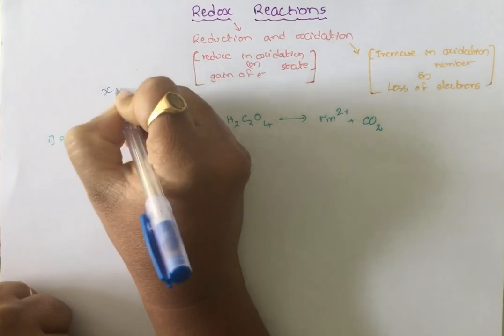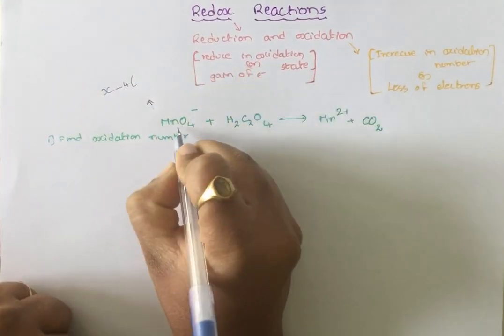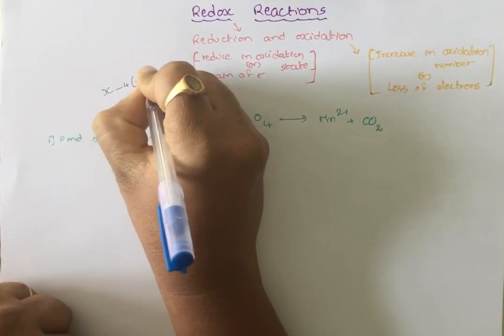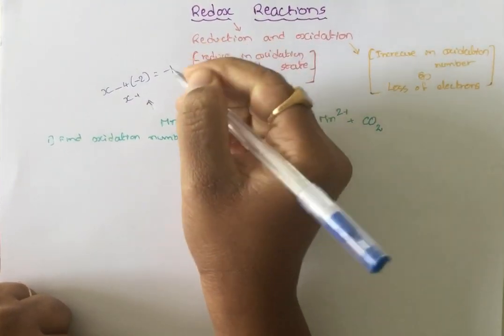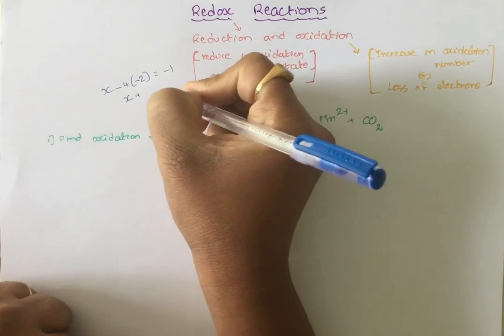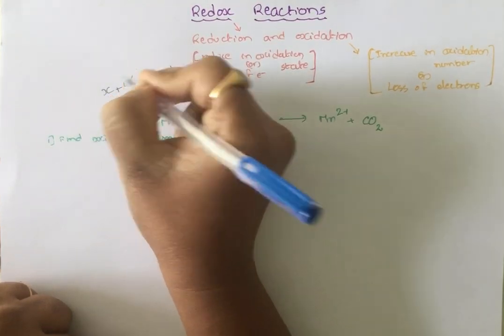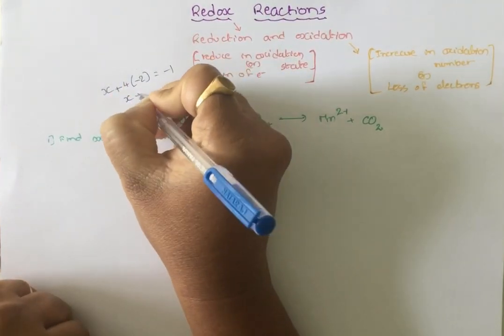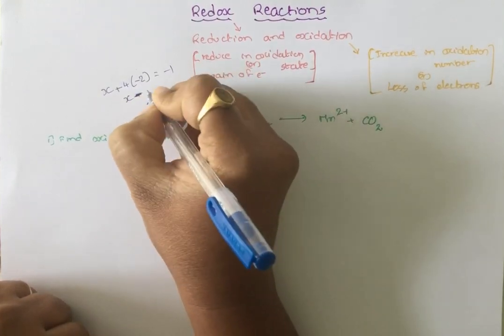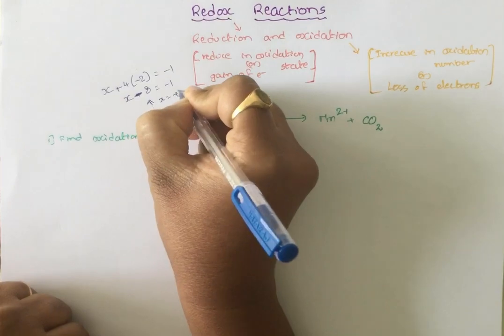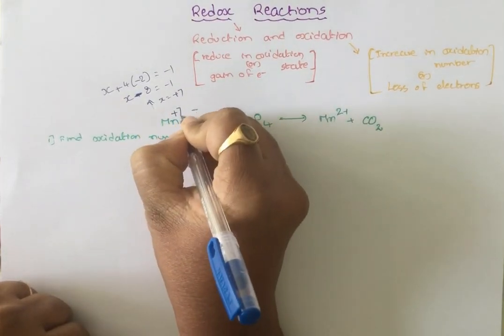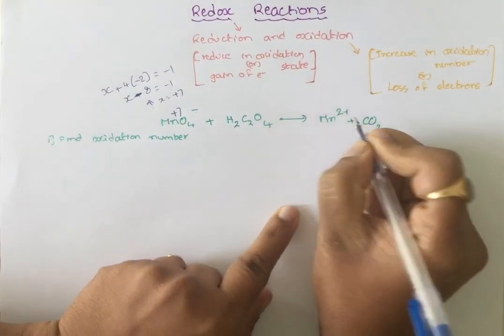How many oxygens do we have? Minus 4 into the oxidation state of each oxygen, that is minus 2, equal to minus 1. So X plus minus 8 equal to minus 1. So X is equal to plus 7. So the oxidation state of manganese is plus 7. And here it is plus 2.